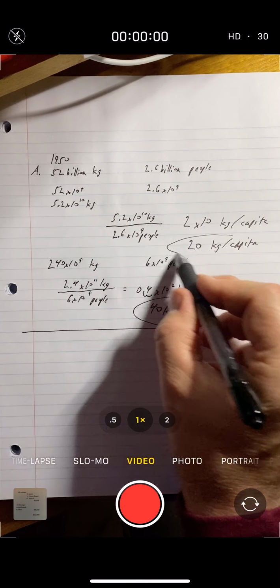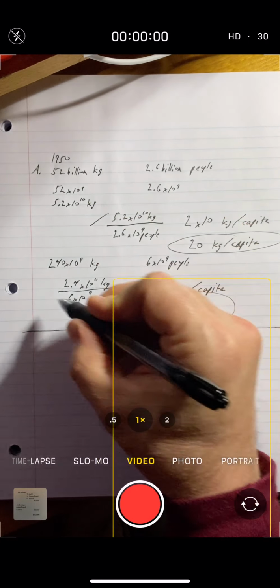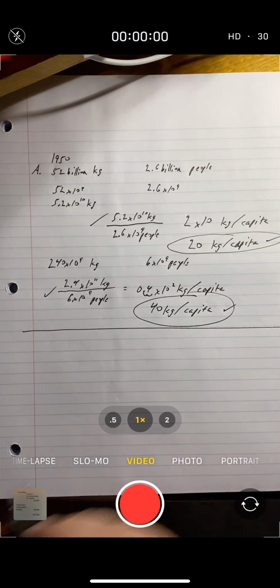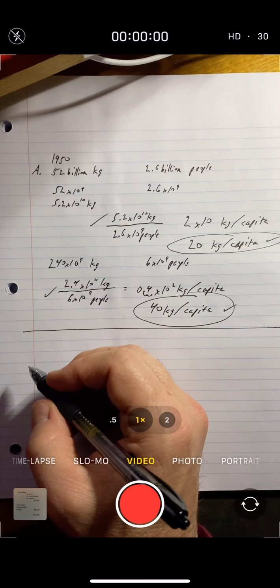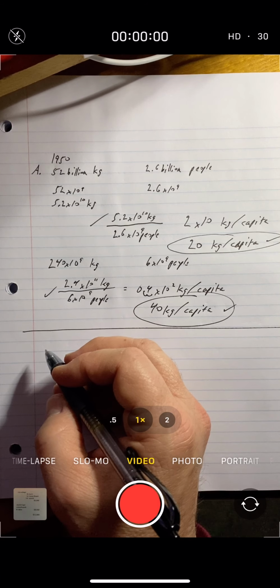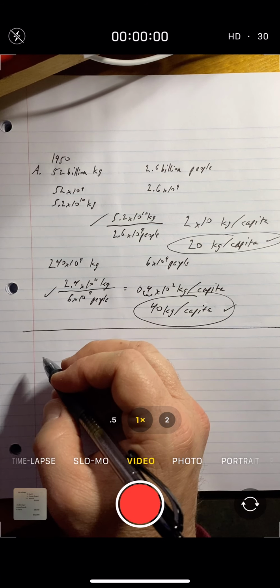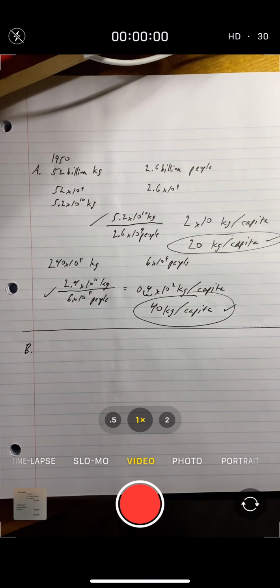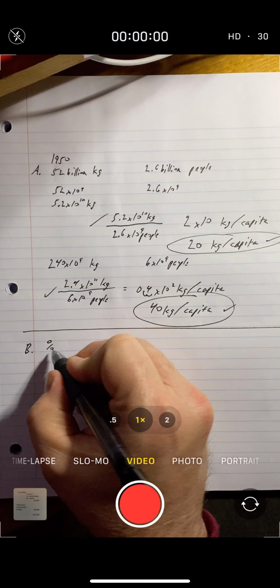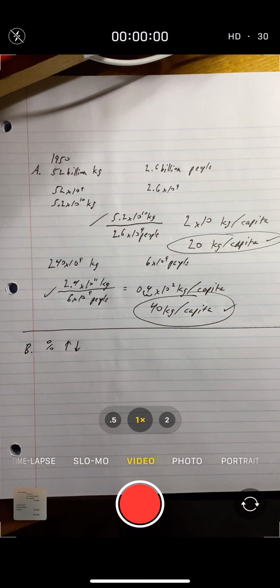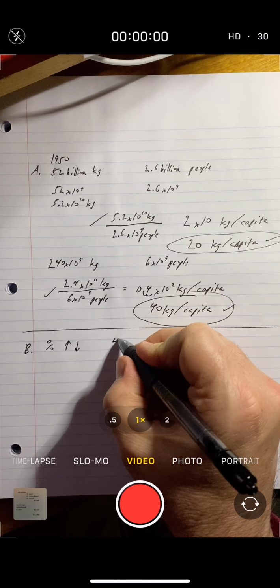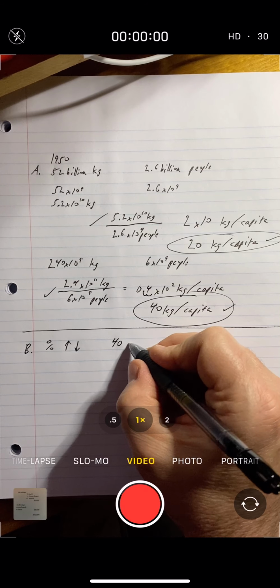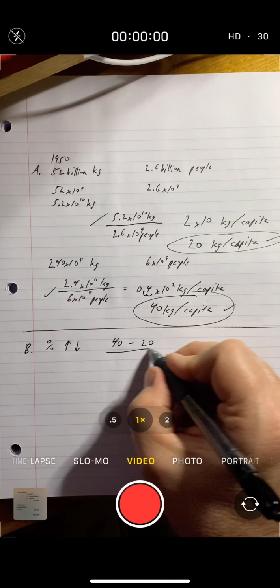Always important on the AP exam, any math problem, you have to have setup, answers with units. The B part wanted you to use those values to come up with the percentages. The problem could have been done a couple of different ways. One, you could have remembered your percent increase and decrease. Percent increase or decrease is the change divided by where you started. So in this case, we ended up with 40 kilograms per person. We started off with 20 kilograms per person.